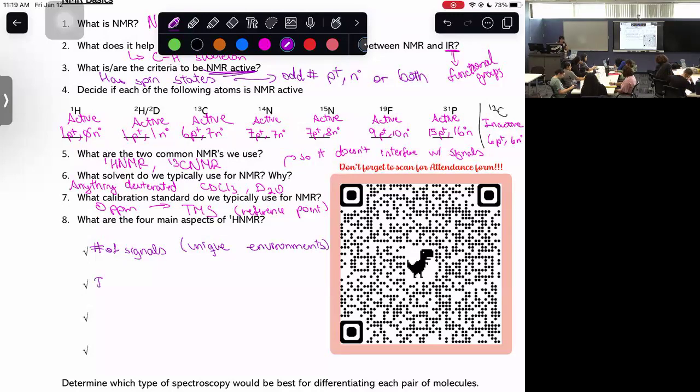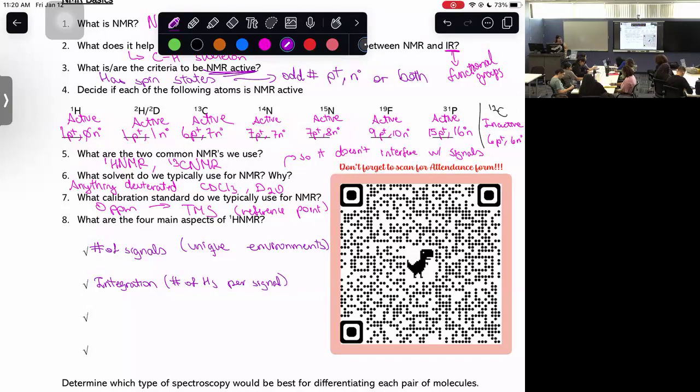Okay, now, the next easy one is integration. What does integration tell you? And where can you find that in the spectrum? Yes, it's under the peak. Now, what does it represent? It represents how many hydrogens are in the same unique environment. Exactly, simple as that, just how many hydrogens you have per signal. So let's just put number of hydrogens per signal.